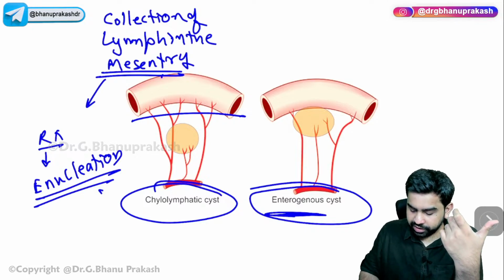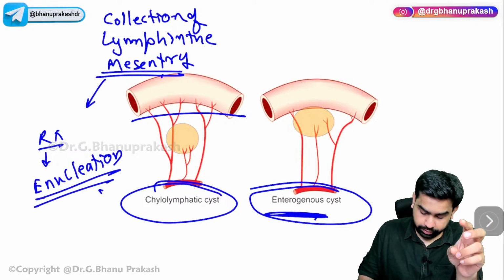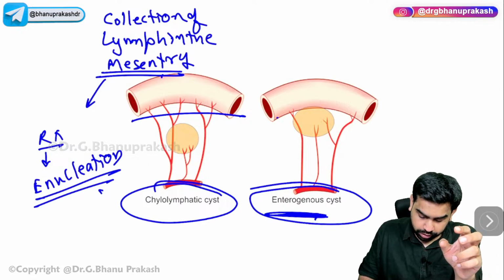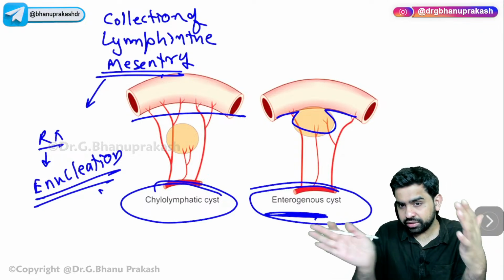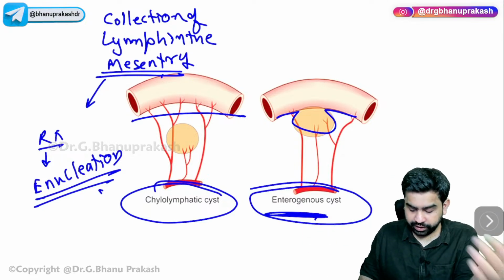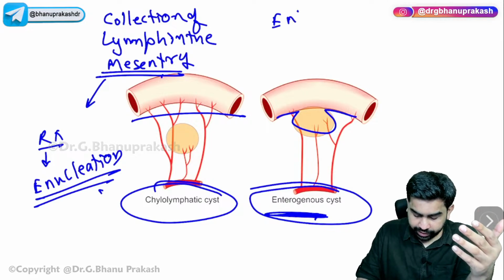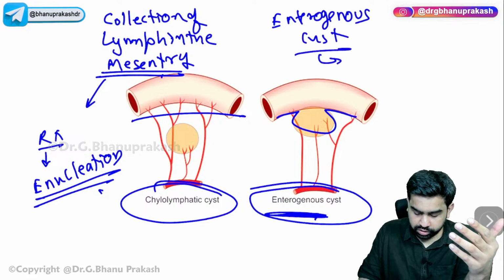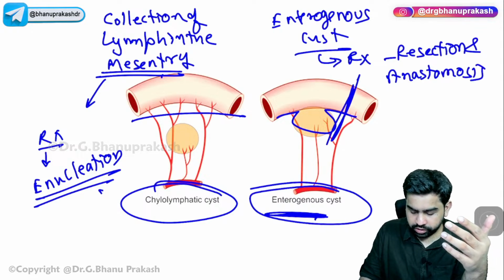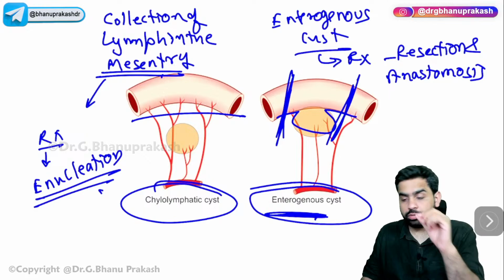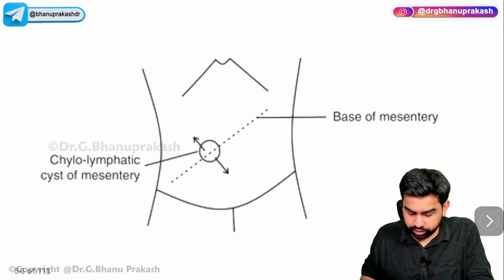On the other hand, in an enterogenous cyst, the blood supply is common with the intestine, and this is basically the intestinal duplication cyst. It has attachment to the intestinal wall. What is the management of this? This is resection and anastomosis. You have to resect this particular part and perform an anastomosis. This is about the enterogenous cyst.